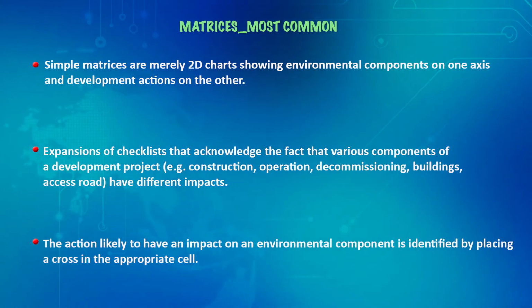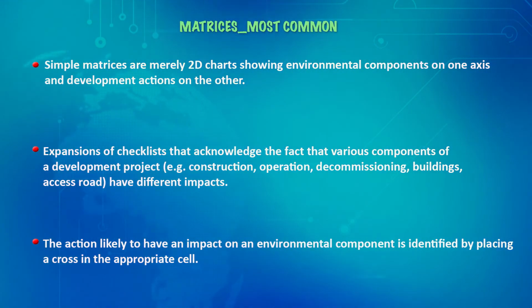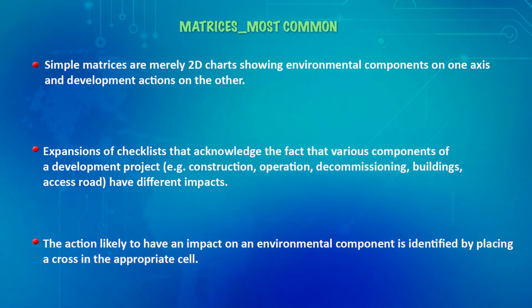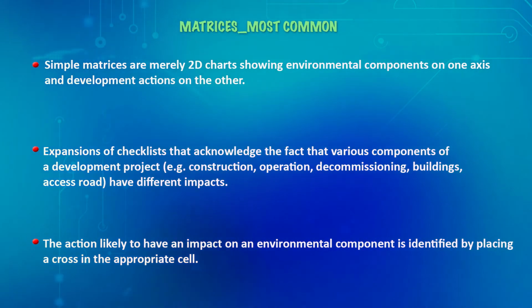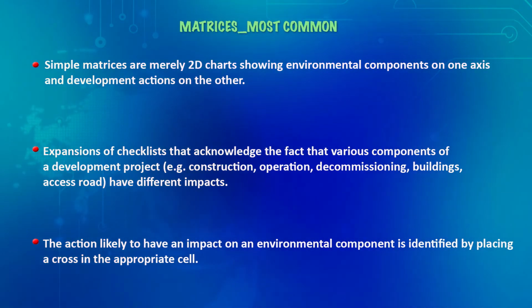So the action that can happen for each and every component being placed will be identified. In that particular cell, if it is a matrix, definitely it will have a cell, and each and every cell talks about what it reflects about the interaction between the environmental component and the impact. It reflects the kind of interaction between the impact sources and the impact. If it has a probable effect, definitely you will place a cross mark. So this is basically about the matrices.